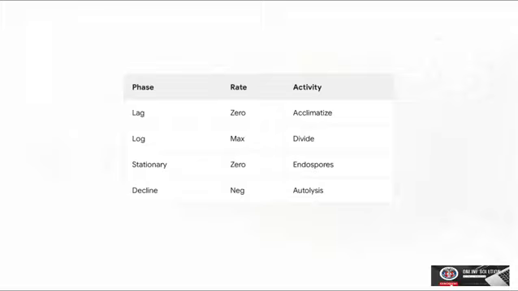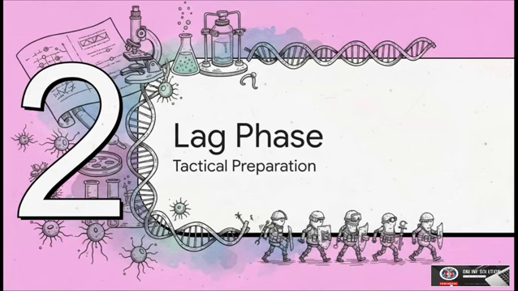Let's pause for a second and memorize this crucial summary table. It's really your master blueprint for the rest of this explainer. Look at how the growth rate goes from 0, peaks at a constant maximum, flatlines back to 0, and then ultimately turns negative. Meanwhile, the cell's metabolic priorities are dramatically shifting across these phases. They go from enzyme activation to rapid cell division, then to defensive toxin production, and finally to self-destruction. Let's look closer at the first step in that blueprint.